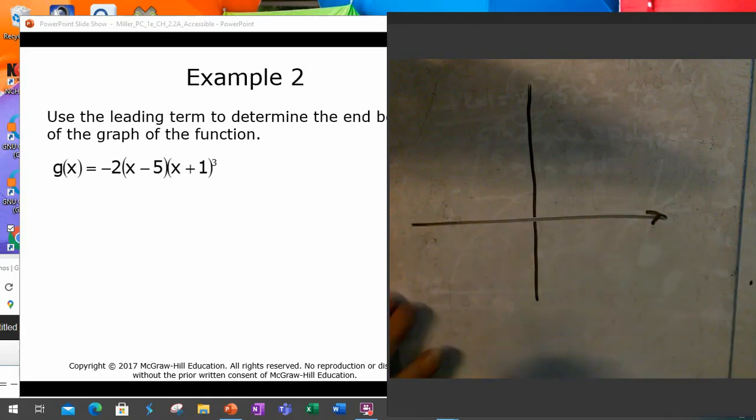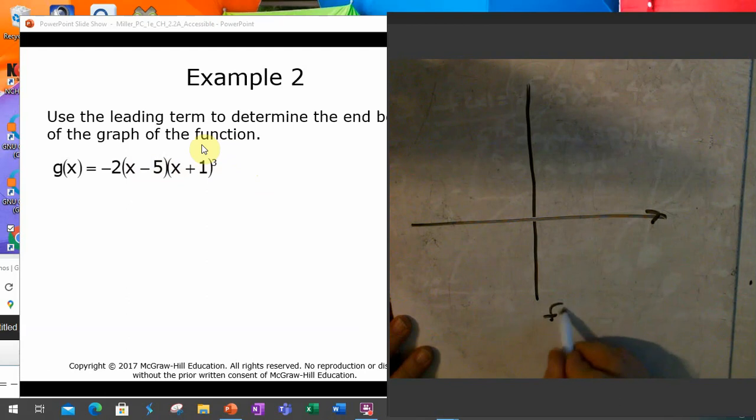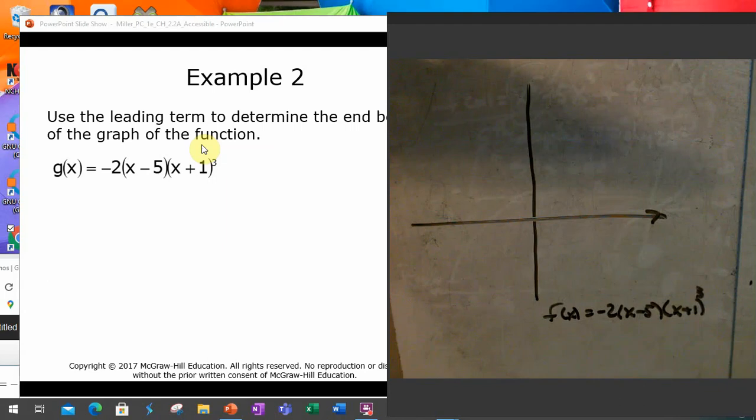First of all, if I expanded this out, I'm not going to do it, but this would be a third degree right here. X cubed would be the highest power. X cubed times x would be an x to the fourth. So all I'm going to do is go down here: negative 2, x minus 5, x plus 1 cubed. If I expanded this, this is going to be an x cubed plus a bunch of stuff. Then I'm going to multiply this by an x, so I'm going to have a fourth degree polynomial.